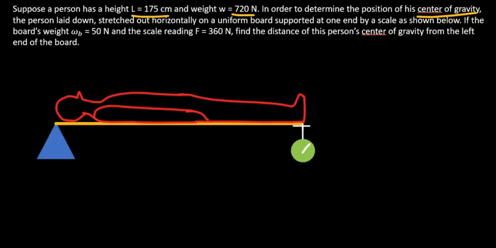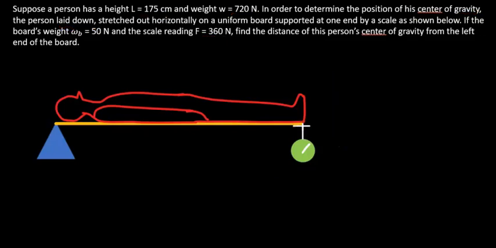person acts, the person lay down, stretched out horizontally on a uniform board supported at one end by a scale as shown below. If the board's weight is 50 newtons and the scale reading here is 360 newtons, find the distance of this person's center of gravity from the left end of the board.